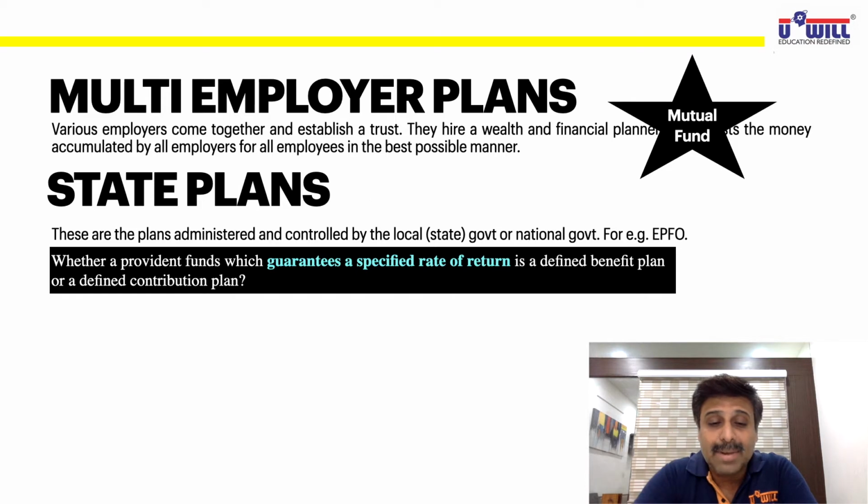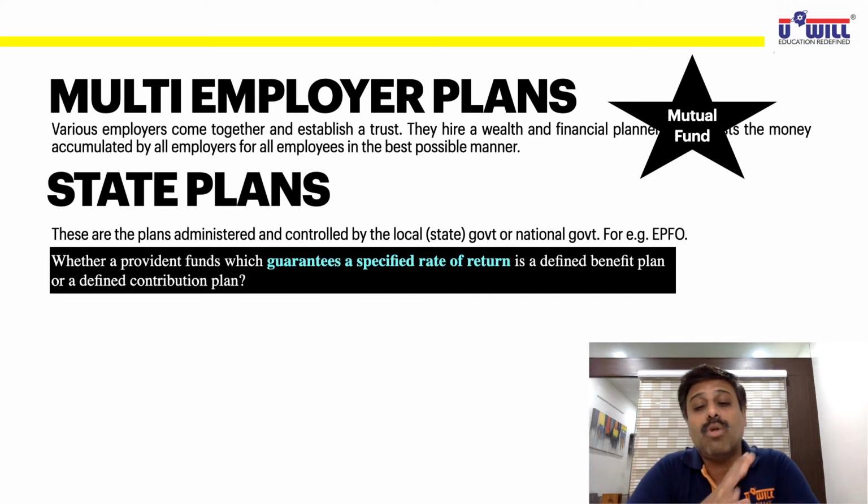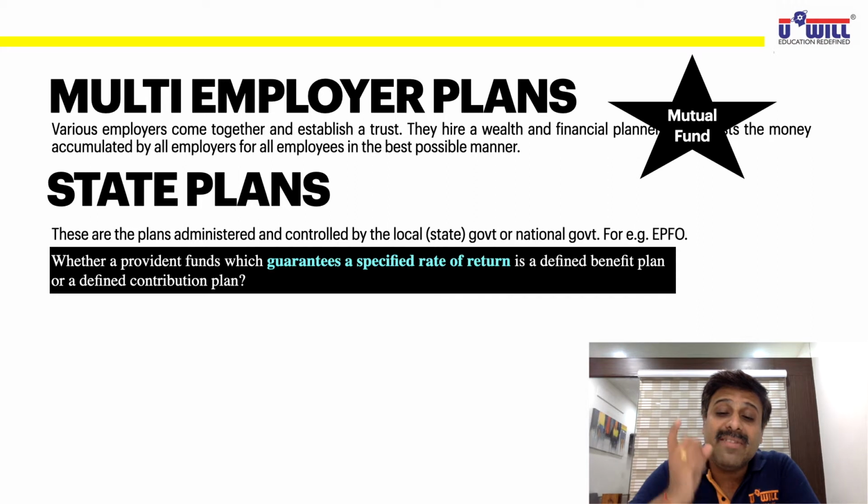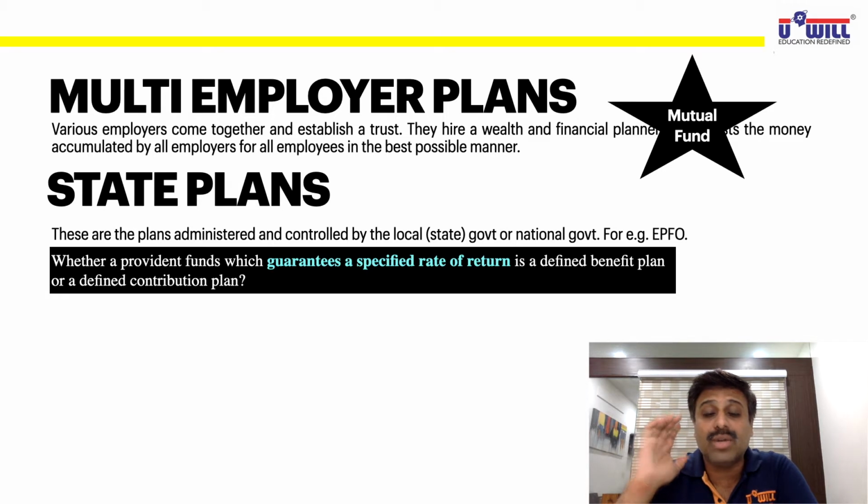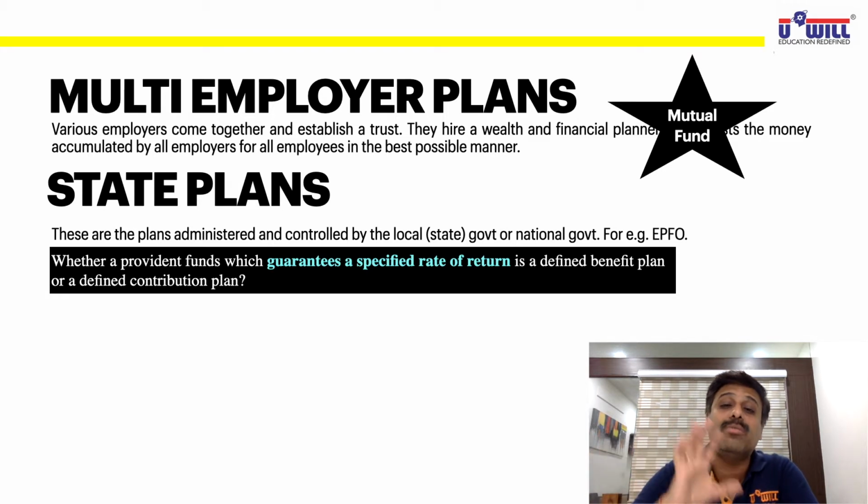However, in a state plan, if you guarantee a specified rate of return, for example, the employer says that he will give 10% return on provident fund to the employee. He guarantees that. Now, in case the government does not give 10% but gives only 8% or 7%, who will have to give that balance of 2 or 3%? The employer will have to give from his own pocket. So this becomes a defined benefit plan. Because in case returns are less, the deficit amount will have to be contributed by the employer. So it does not remain a defined contribution plan anymore.